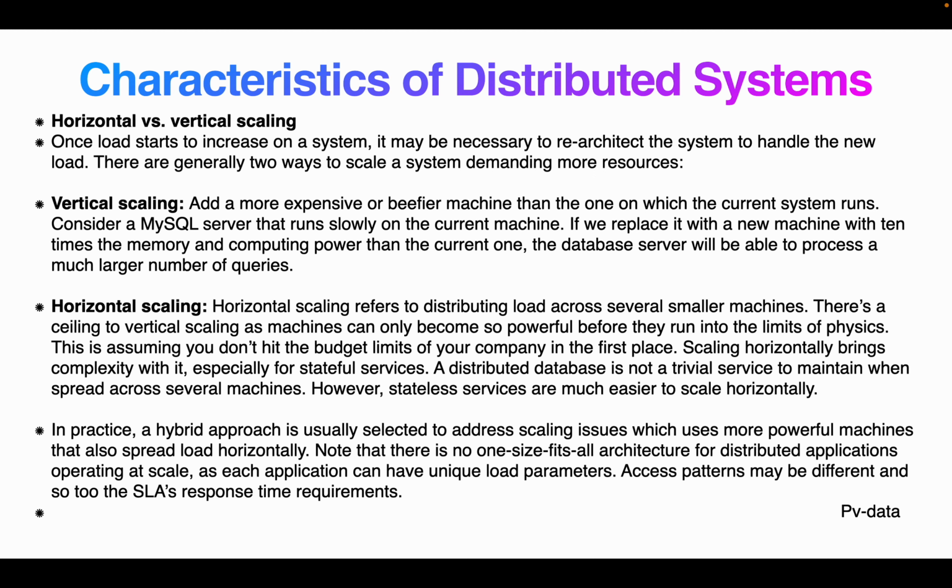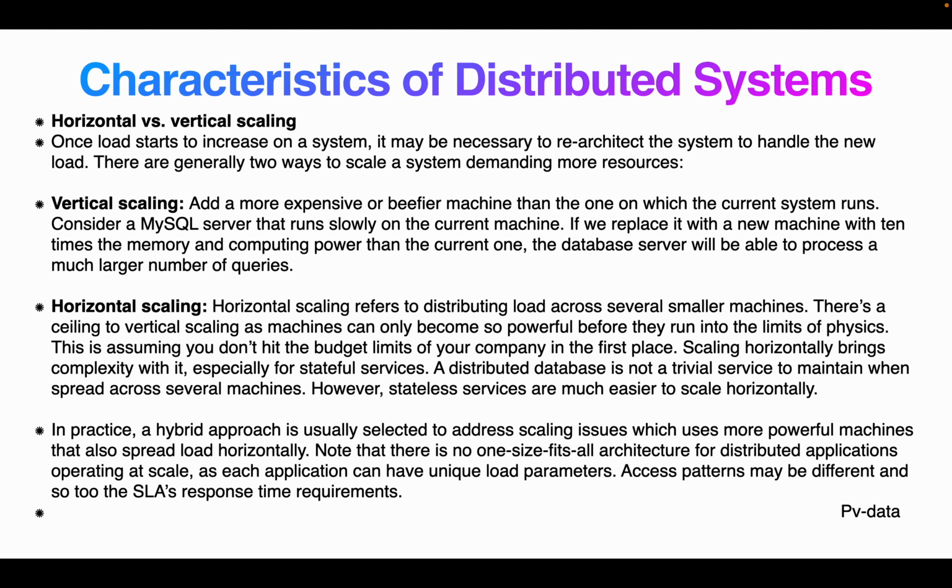In terms of distributed systems, you mostly use horizontal scaling. Horizontal scaling refers to distributing load across several smaller machines. There are limits to vertical scaling, as a machine can only become so powerful before it runs into the limits of physics. This is assuming you don't hit the budget limits of your company in the first place. Scaling horizontally brings complexity with it.